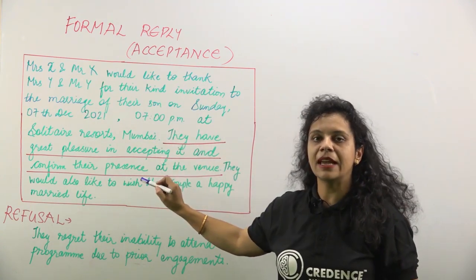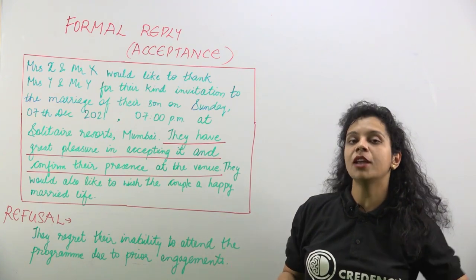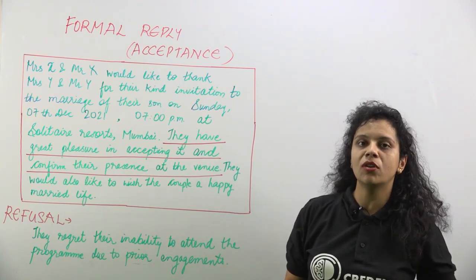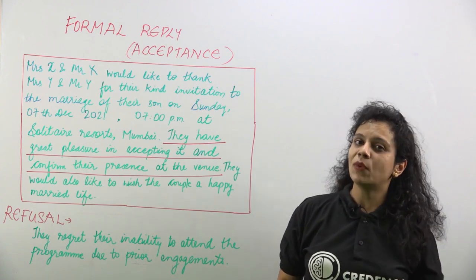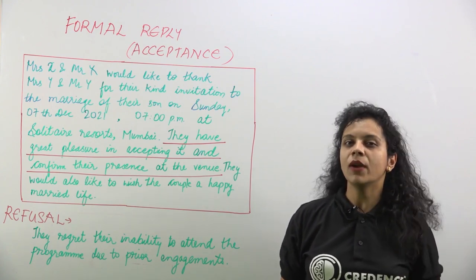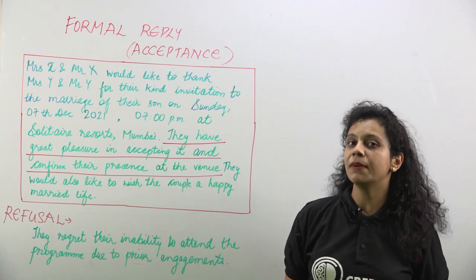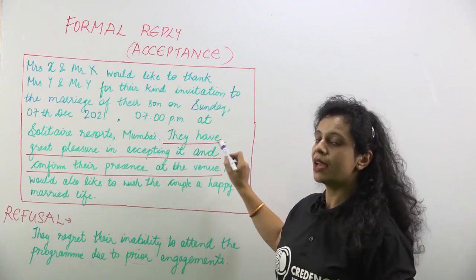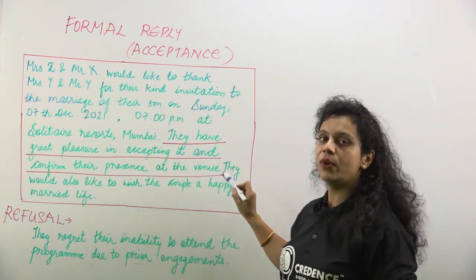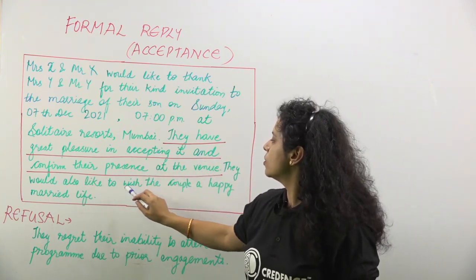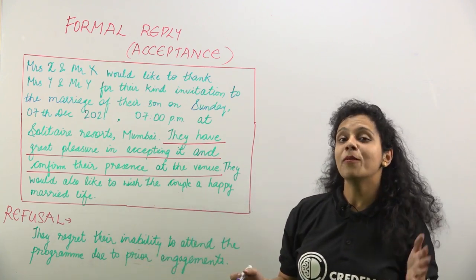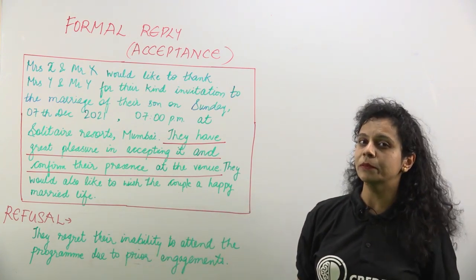So the first line is going to remain the same in all kinds of replies, only you will be changing the name of the organizers, the name of the invitees and date, time and venue. Remaining format is going to remain the same, full stop. They have great pleasure in accepting it and confirm their presence at the venue, full stop. They would also like to wish the couple a happy married life. And with this, your formal reply acceptance is over.